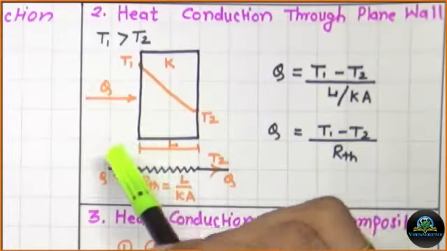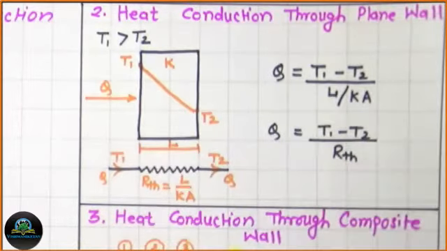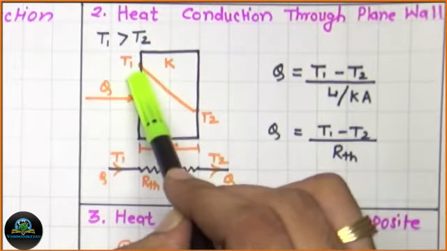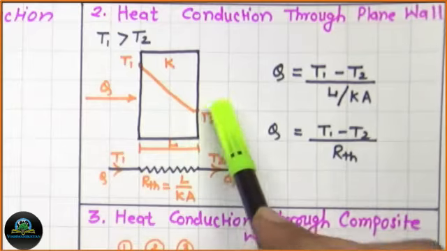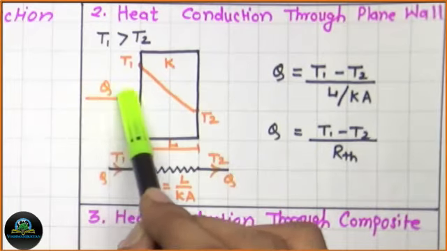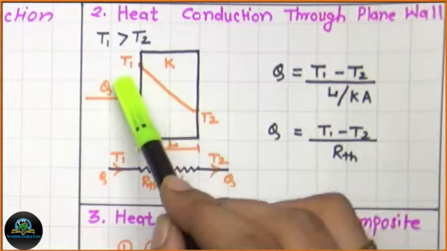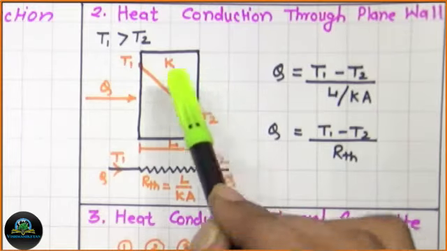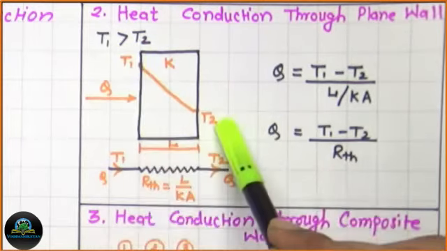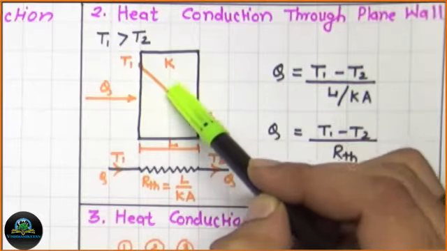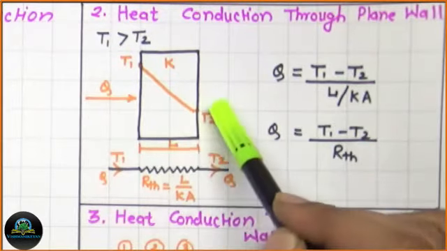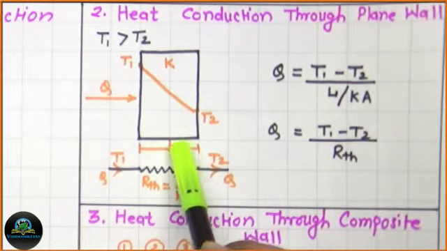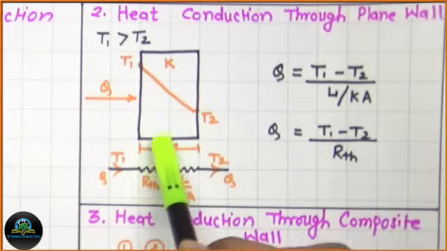Now the next formula is the heat conduction through the plane wall. Consider the plane wall. T1 is the temperature on the innermost side and T2 is the temperature at the outermost side. The heat is flowing in this direction, and you have to find how much heat is conducted through this plane wall. Obviously T1 is greater than T2, so the temperature is dropped linearly according to the assumptions made during Fourier's law of heat conduction. And capital L is the thickness of the plane wall.